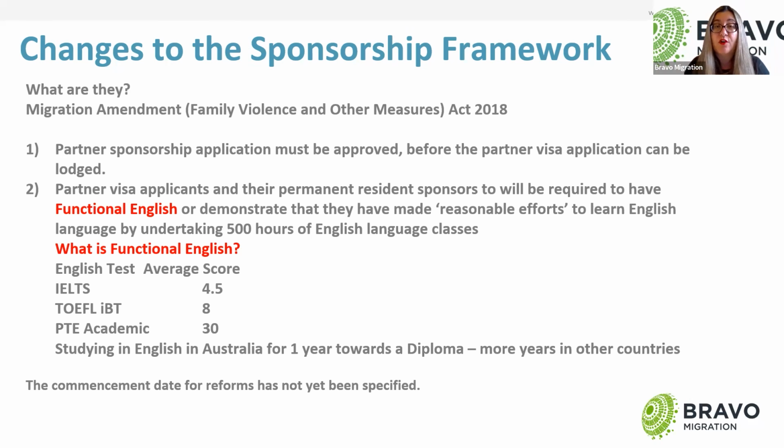There's also going to be more scrutiny about the Australian sponsor. If they have a criminal record, if they have any other issues, the sponsorship could be refused, and then they won't be able to sponsor you. So ideally, if you can lodge a partner visa application, you should lodge it sooner rather than later to avoid these changes, because they're all going to be a little bit painful.